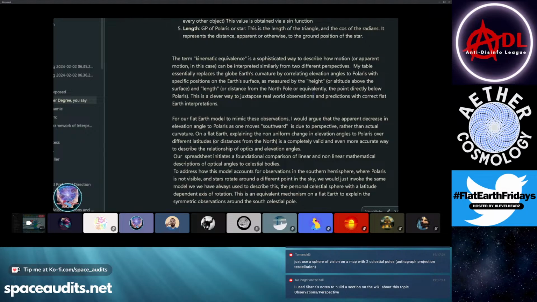So we essentially replace what globe Earth argues is curvature by correlation, right? We're going to use elevation angles to Polaris with specific positions. We're going to approximate the altitude and get the length, and that will approximate what they call Earth curve. But in reality we will mathematically prove that as you move laterally 69.07 miles, this personal celestial sphere above you will rotate correspondingly, either up 1 degree or down 1 degree, depending on if you're going to or from it.